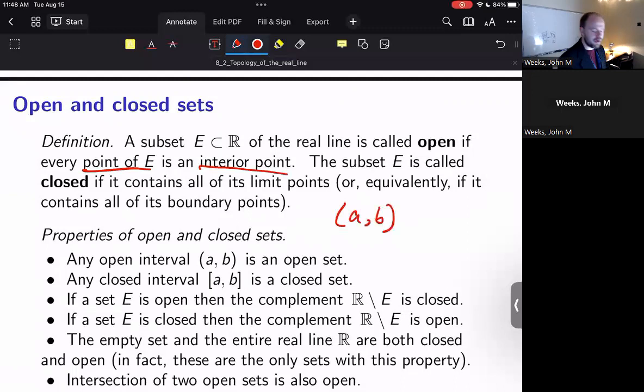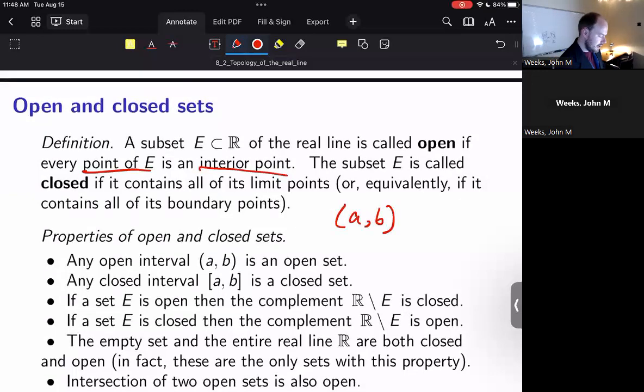For example, the open interval going from A to B. If I wanted to find the interior of the set, which you already have, we know that the interior of (A, B) is just the set (A, B) itself. So that means that every point of E is an interior point of it. That means that this is an open set.